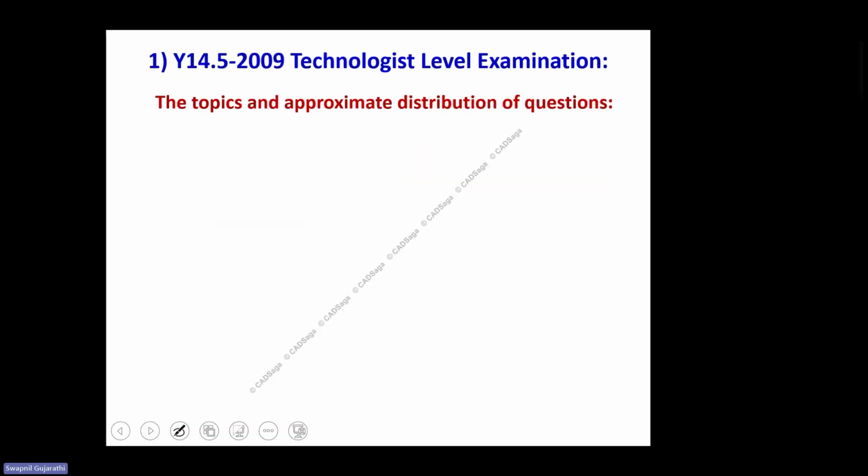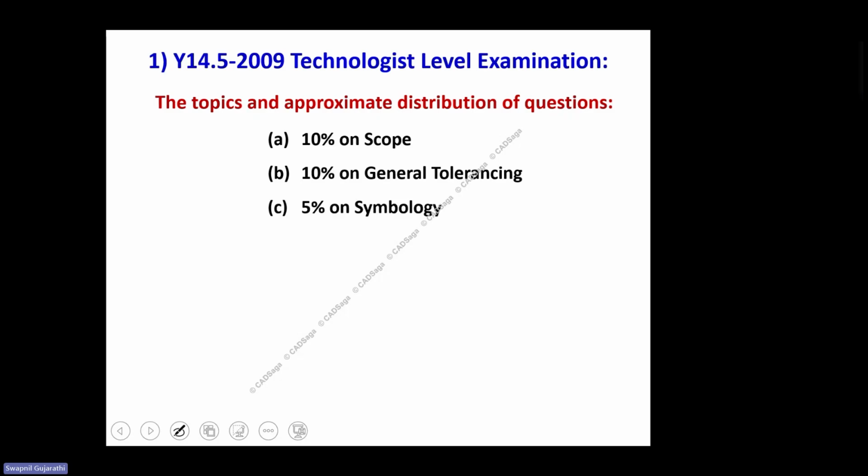Now, this is the approximate distribution of that technologist level exam questionnaire. So under the ASME standard, there are 10 sections. The first section is scope, general, scope definitions and some glossary kind of thing in the start of the Y14.5 standard. So 10% on scope, 10% marks or questions will be from general tolerancing. General tolerancing means inch dimensioning or millimeter dimensioning.